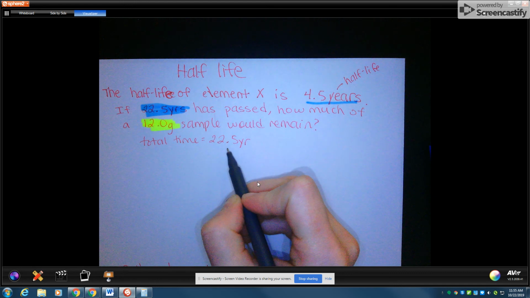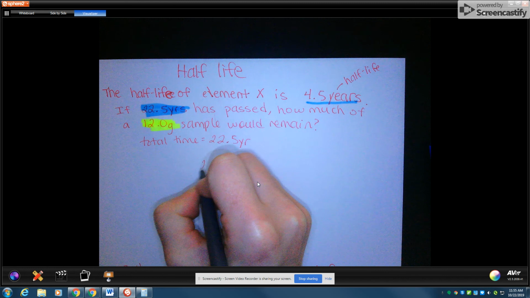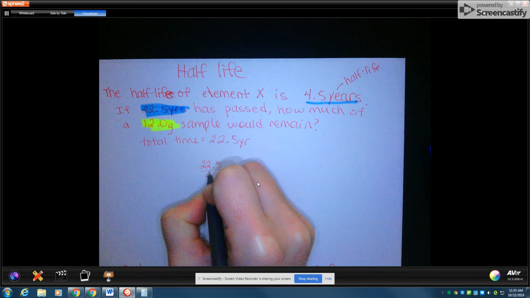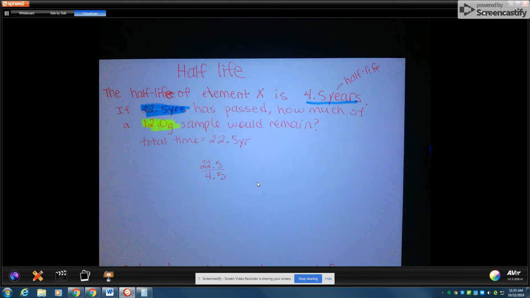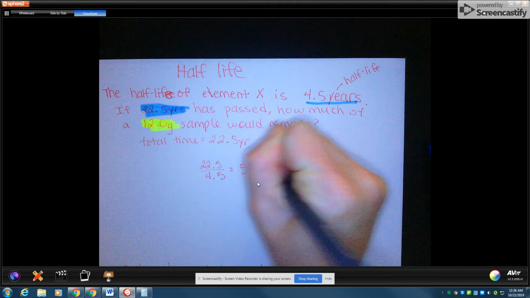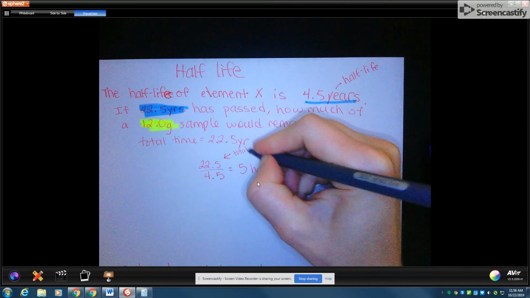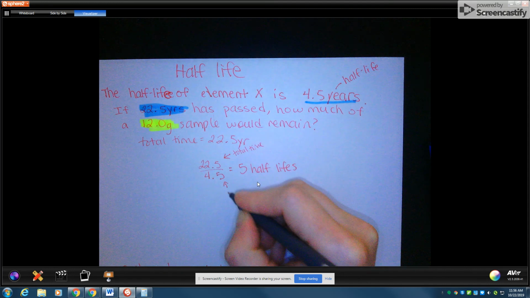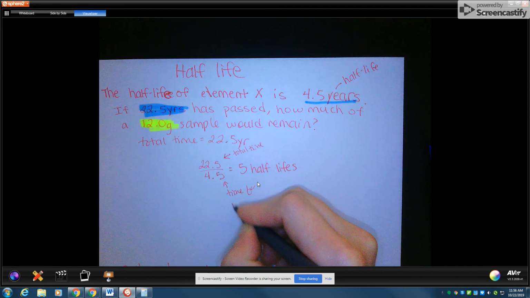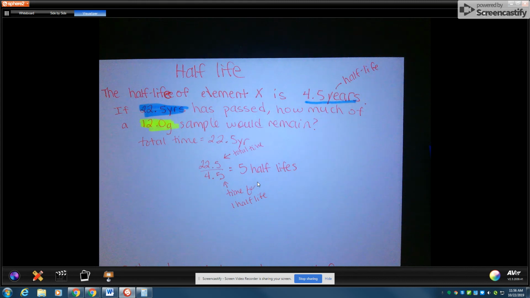Well, if the total time is 22.5 and each half-life is 4.5, then you need to take those numbers and divide them to figure out how many half-lives have occurred. So when you plug that in, you get that 5 half-lives have occurred. So again, this number was our total time, and this number was our time for one half-life. So that tells us that we have 5 half-lives that we're dealing with.